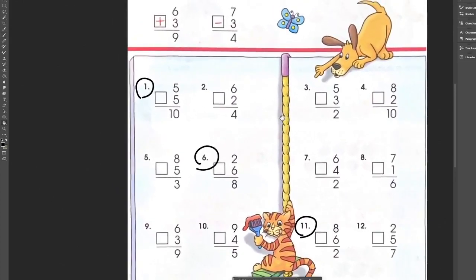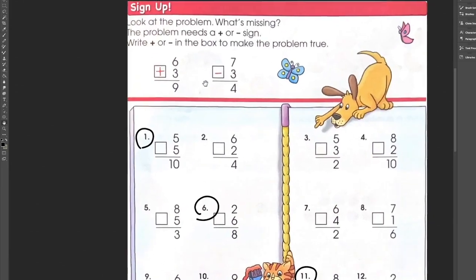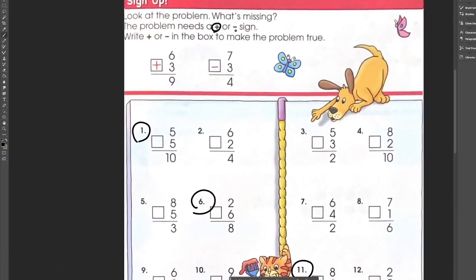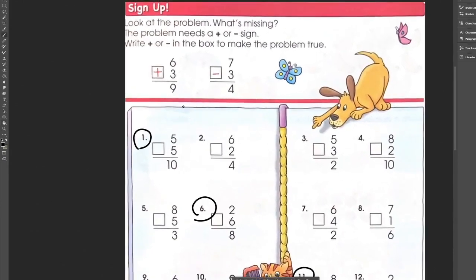Alright, so the first problem, we have 1, or not 1, but 5 something 5 equals 10. Now, the way we can determine if it's a plus or minus sign is to determine if the result is bigger or smaller than this number right here. Now, let's go through how that helps us in this case.